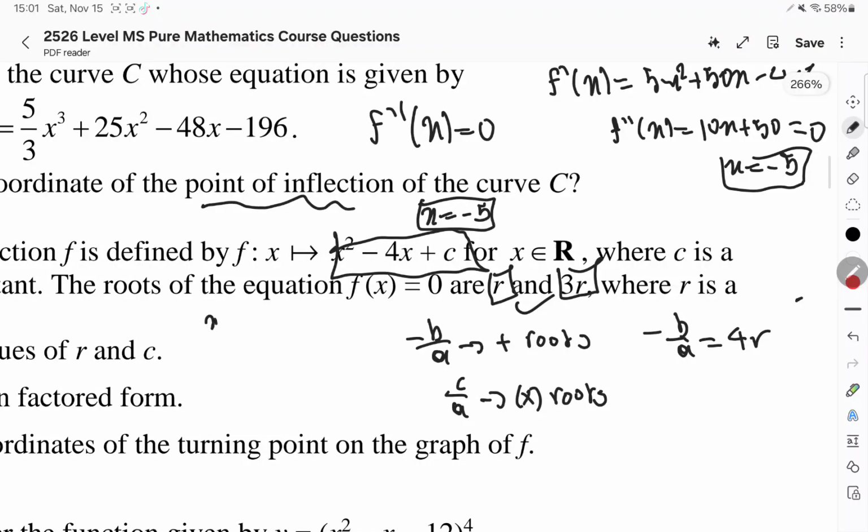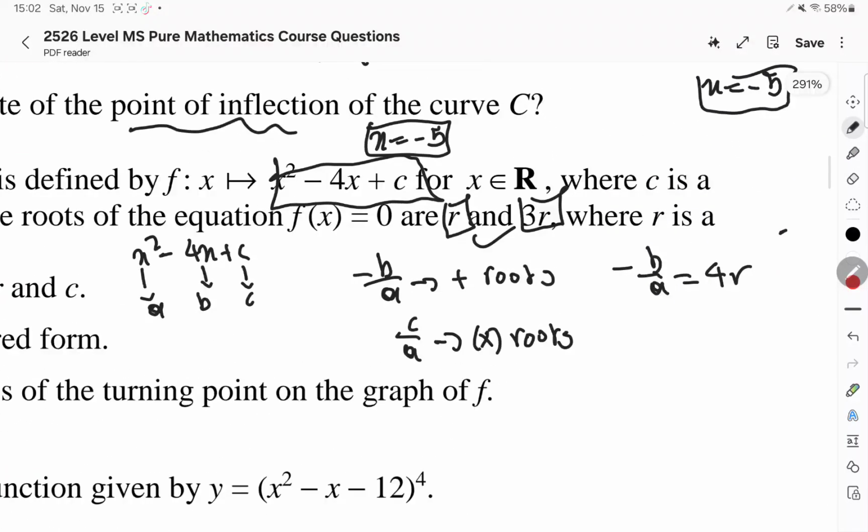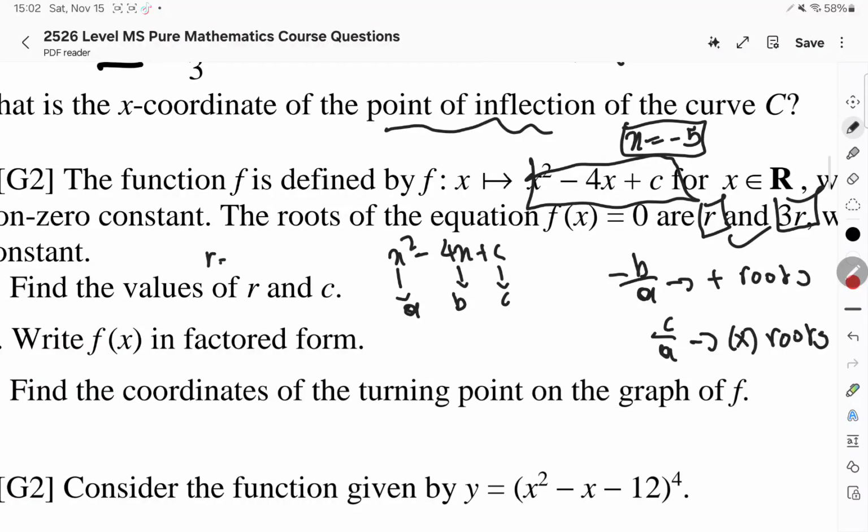And we should know over here we have x squared minus 4x plus c. C is c, this minus 4 is b, and 1 is a. So we have minus b as 4, b as minus 4, and a as 1, and you get 4 equal to 4r. R is then equal to 1. So now we can put here that r is equal to 1.